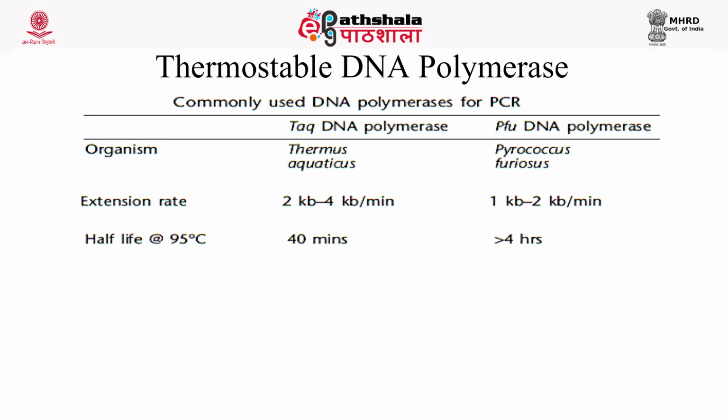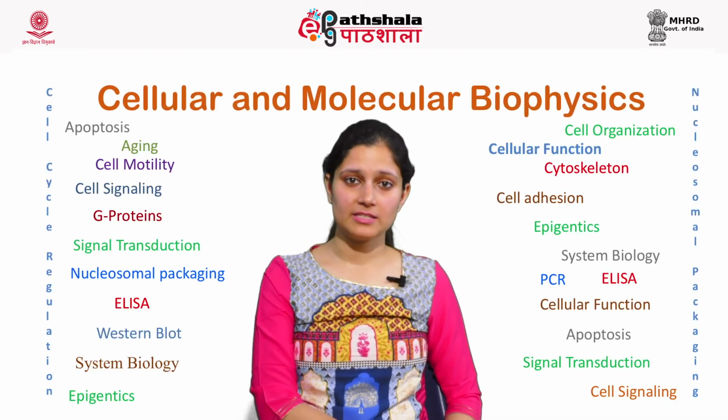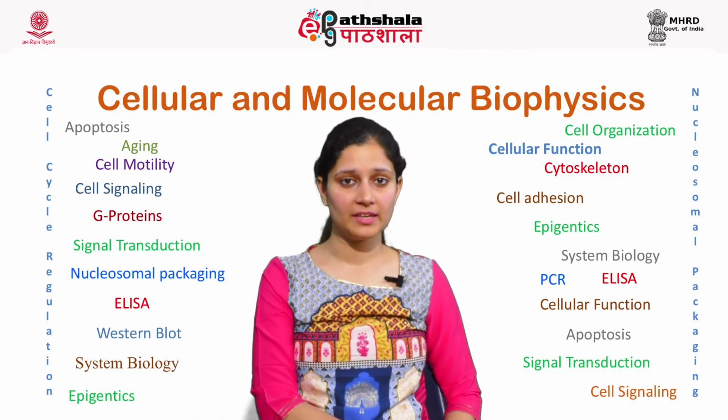The half-life at 95 degrees centigrade, that is the denaturation step, is very high for PFU DNA polymerase, that is 4 hours, as compared to Taq DNA polymerase. The processivity is high for Taq DNA polymerase, that is 50 to 60 bases. The 5' to 3' exonuclease activity is present in Taq DNA polymerase, whereas in PFU DNA polymerase 3' to 5' exonuclease activity is present.